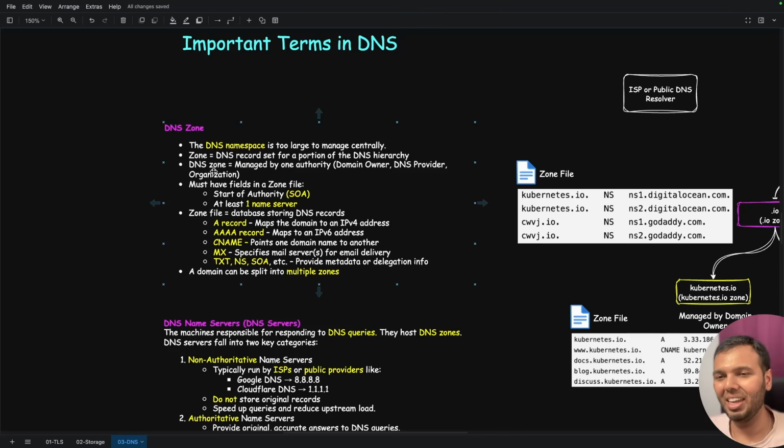Third point is a DNS zone is managed by one authority: a domain owner, DNS provider, or organization. Now, I want you to create a mental picture with me right now. So, if Varun Joshi registers cloudwithvarjosh.io, then who will manage the DNS zone for cloudwithvarjosh.io?